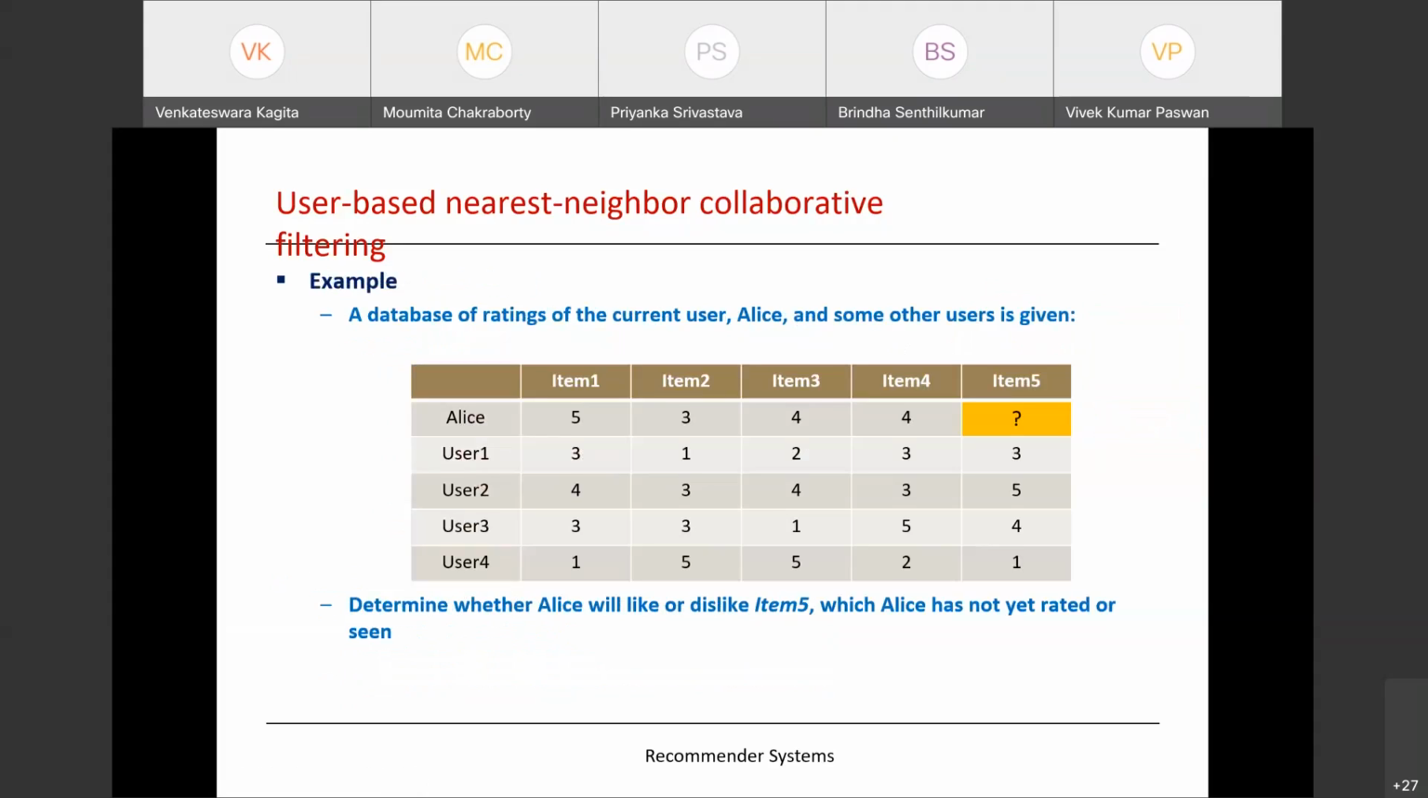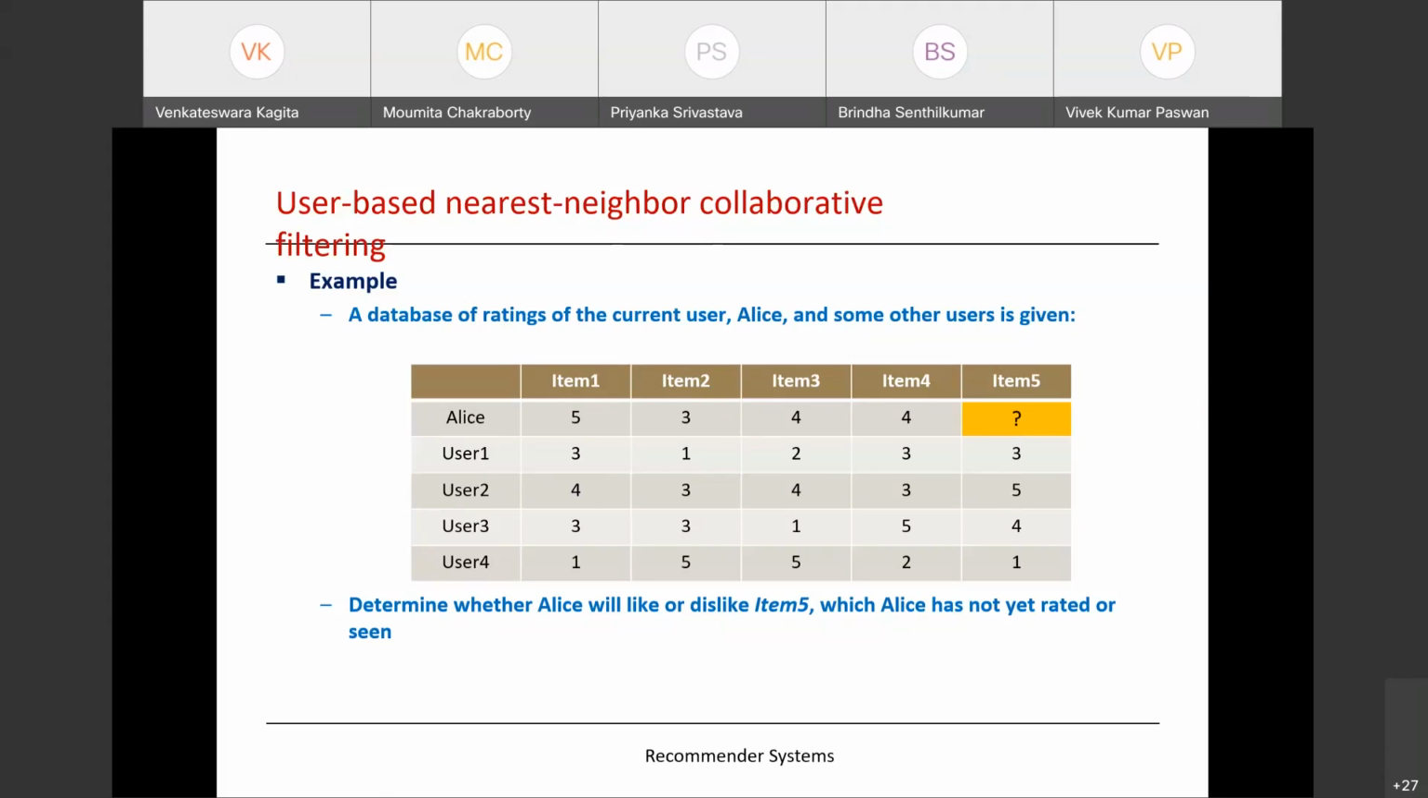Here we have a database of ratings, right? And Alice is our target user and she has not yet seen this item 5. And the task is to predict this entry, whether it is a 1 or 2 or 3 or 4 or 5. So determine whether Alice will like or dislike item 5, which Alice has not yet rated or seen, right?